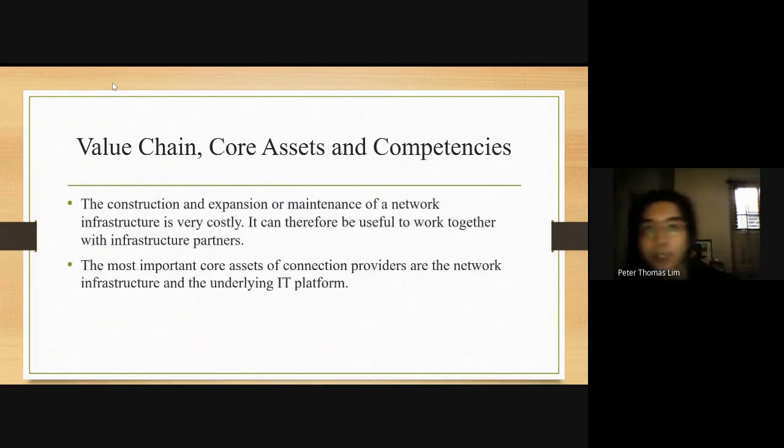The construction, expansion and maintenance of a network infrastructure is very costly, and it can therefore be useful to work together with infrastructure partners. For example, the two mobile providers, O2 and Vodafone, entered into a strategic partnership in developing the UMTS network in order to realize synergy effects. Costs were cut by around 3 billion euros within the scope of this alliance and the synergy.